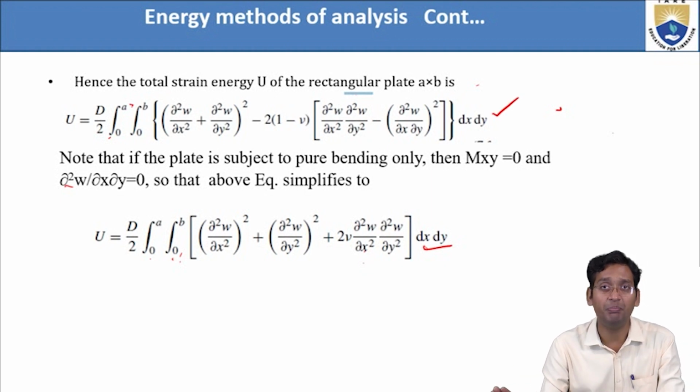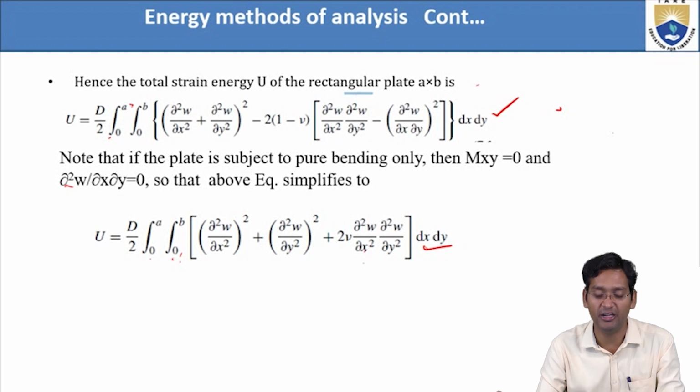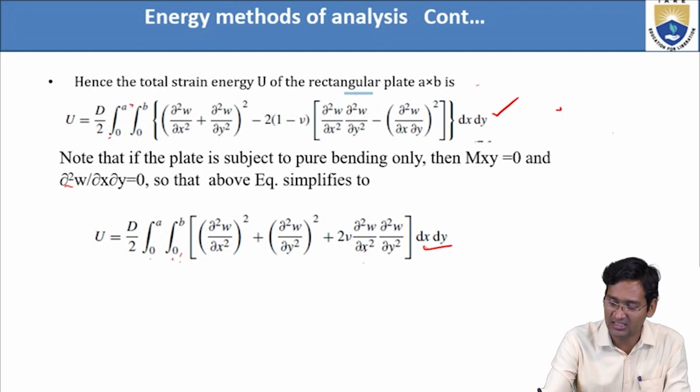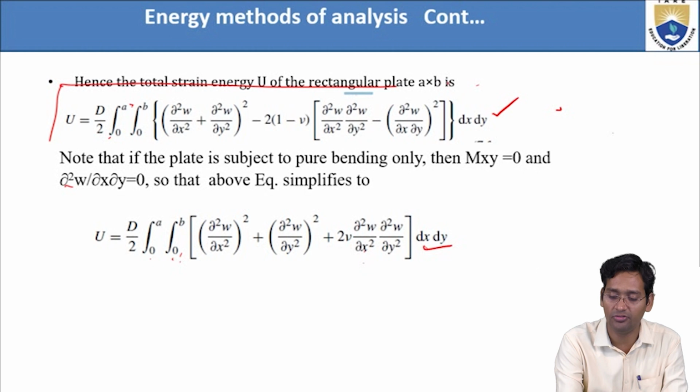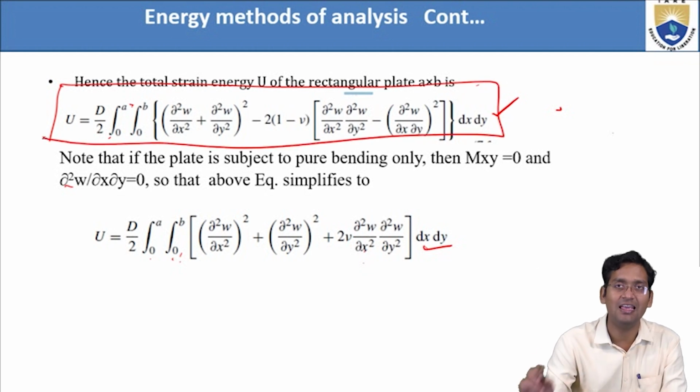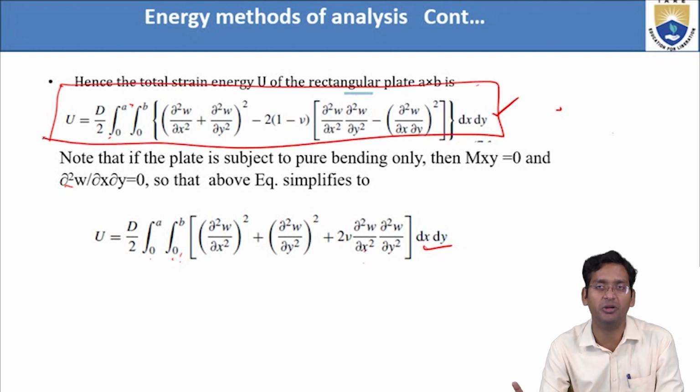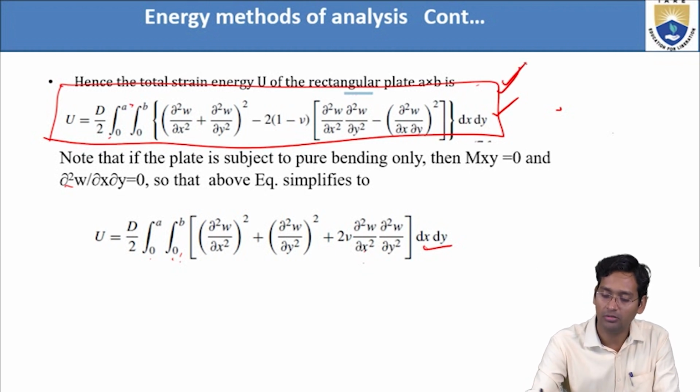Note that if the plate is subjected to pure bending only. So now just see, this is the common derivation. When the plate experiences twisting as well as bending moment, then this is the total strain energy. So this is the common.